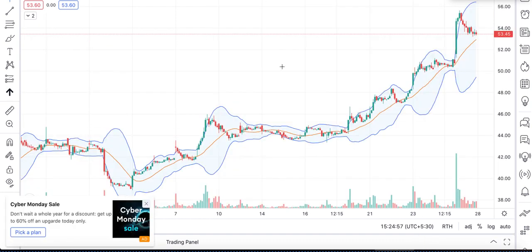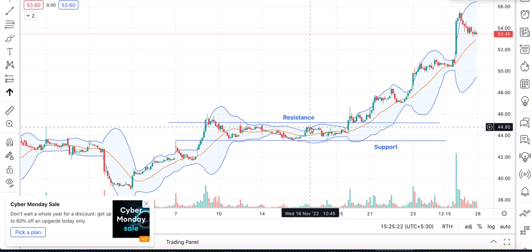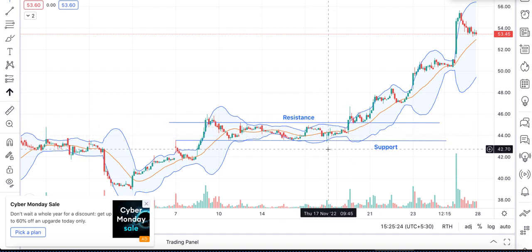Now, one of the things that people generally do is that they just wait for the Bollinger Band to break out and then they take trade. And the problem with this is that this might give you a lot of false signals in the market. You might enter the trade a lot of times anticipating a breakout, but the breakout might not happen. So to avoid this, what you should do is create specific support and resistance zones previously.